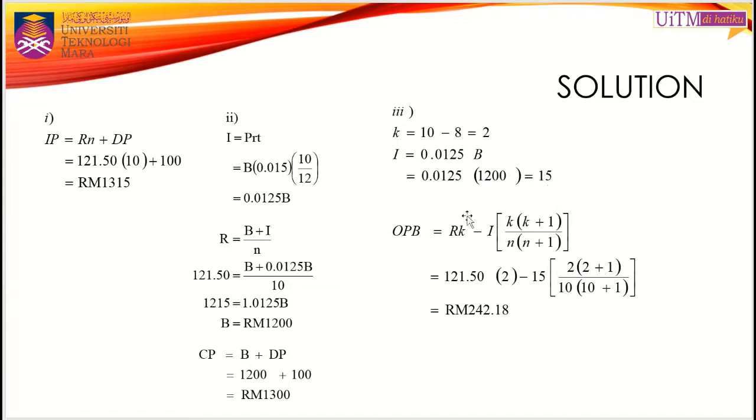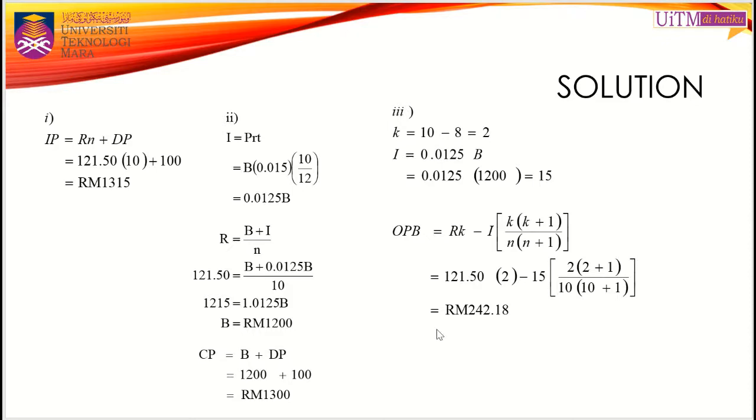Okay, so using the Rule of 78 formula for the outstanding payment balance or principal balance, you have R K minus I times K(K plus 1) divided by N(N plus 1). Substitute R with 121.5, K with 2, I with 15, and N with 10. So you find that the outstanding principal balance is equal to 242.18.